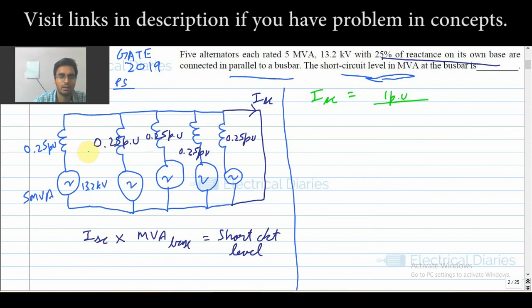To find the equivalent resistance across these points, you can short circuit these alternators, and then you can find the R equivalent. So it will be 0.25 divided by 5, because these are connected in parallel. So 1 upon 0.25 divided by 5 will come out to be 20 per unit.